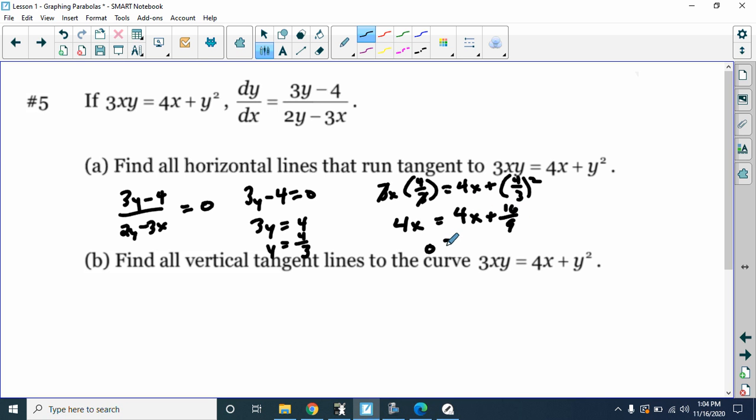Subtract 4x from both sides. I get 0 equals 16 over 9. So there are no x values that have a y value of 4/3 because I get a false statement here. The only time we had a slope of 0 was when y was equal to 4/3. Therefore, there are no horizontal tangent lines.